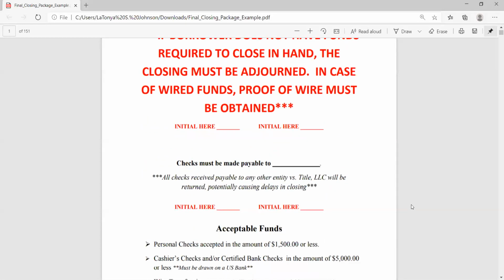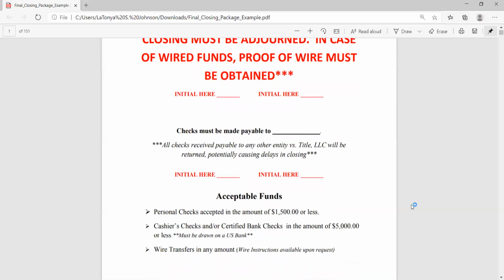Checks must be payable to... All of this stuff where you see initial here, it has to be initialed. So all checks payable to any other entity versus the title company LLC can cause delays. These spots where you see this, you are actually initialing, and you can have your client initial it as well, just to show that both of you understand what's going on.